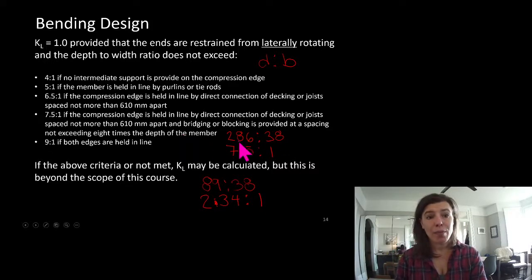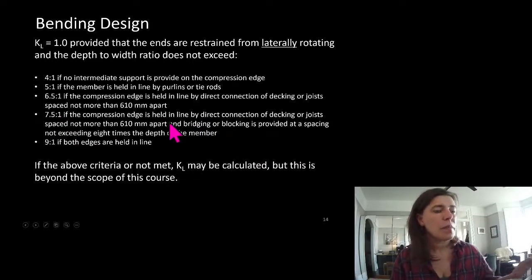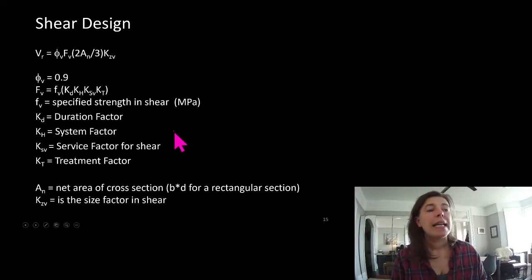So we would need blocking every 2.25 meters down the length of the member. If we had a 2x12, and we wanted to make sure we didn't have to worry about lateral buckling of the top chord, we would just have to meet this criteria, and then we could use 1. Shear design.